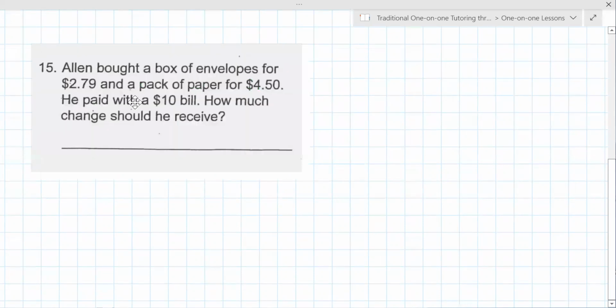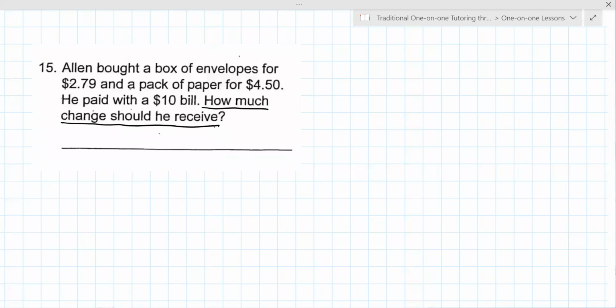Alan bought a box of envelopes for $2.79 and a pack of paper for $4.50. He paid with a $10 bill. How much change should he receive? So can you tell me what's going on in this problem? You're trying to figure out how much change he receives if he paid for something that was $2.79 and $4.50, and he had $10. So what I like to do is actually add up the two numbers first.